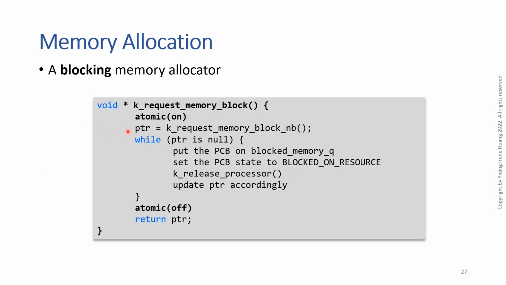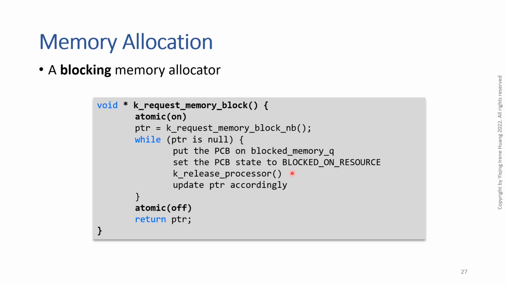Now we're ready to discuss the blocking feature of the memory allocator. So when we request a memory block and there's none, the calling process will get blocked by the kernel. What does that mean? That basically means it will be put into some sort of waiting state to wait for the memory to become available. So the kernel will put the PCB on the blocked on memory queue, and then it will set the PCB state to blocked on resource. And for our case, this resource is memory.